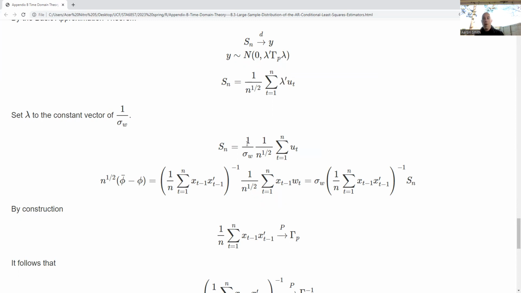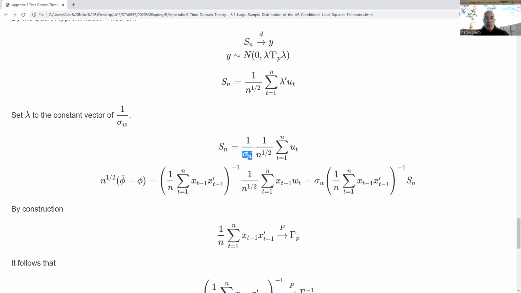Now, what we're going to do is I'm going to take a look at this, and I realize, well, hey, that's u sub t. And I've got the 1 over square root n here. This is u sub t. All right, so this is almost S sub n. It's almost, not quite. I've got the sigma floating around.